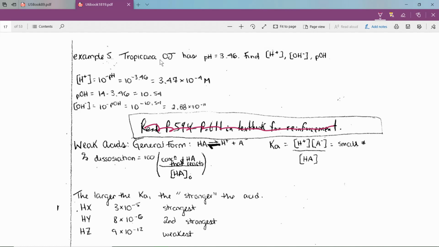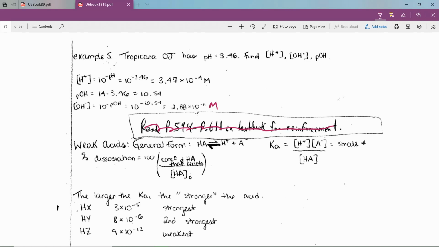Okay, so my H+ concentration is 10 to the minus pH. So 10 to the minus 3.46. I get 3.47 by 10 to the minus 4. So I know H+, I know pH, so I know it's acidic. My pOH is 14 minus my pH, 14 minus 3.46, which is 10.54. And then my hydroxide is 10 raised to the negative 10.54. So 2.88 by 10 to the minus 11 molar. And that's really about all we can do for that.